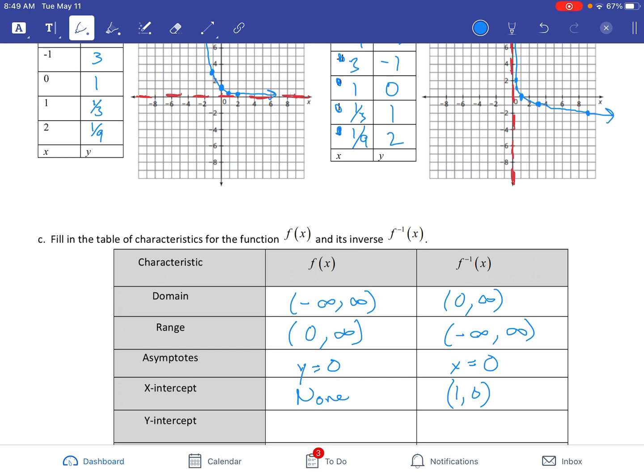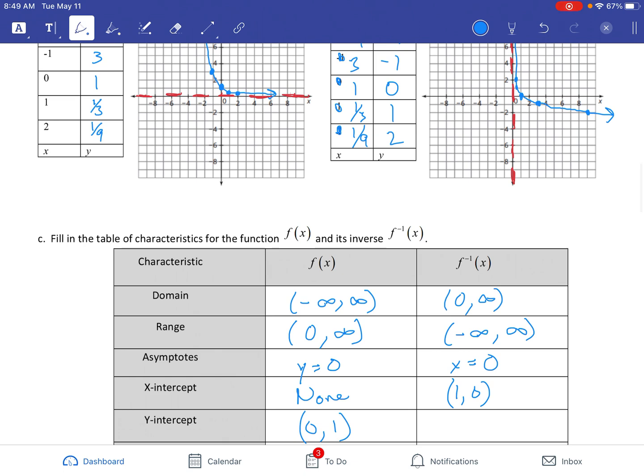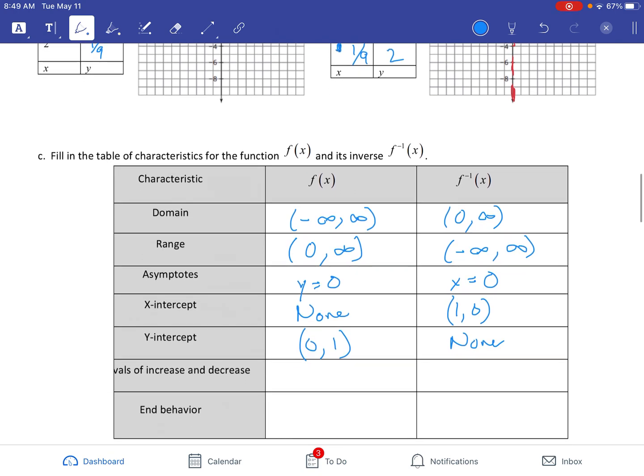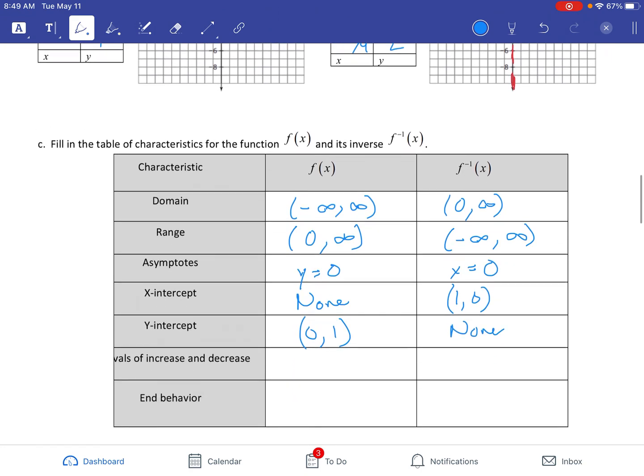So it goes through the x-axis. For the y-intercept, you have 0, 1. So it goes through the y-axis. For the inverse function, there is no y-intercept because that's what the asymptote is on, the y-axis. Intervals of increase, decrease. Something happened to that little chart thing. All right, this graph is decreasing because it's a decay function over the entire domain.